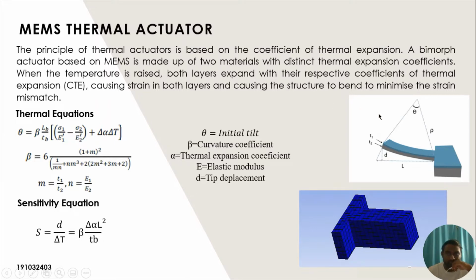the total deformation. This is the diagram of the bimorph actuator, and as we can see in the thermal equation here, theta is the initial tilt or the bending, depending on the curvature coefficient and also the thermal expansion coefficient. And then for the sensitivity equation, we can see that it depends on the tip displacement and also the change of the temperature.